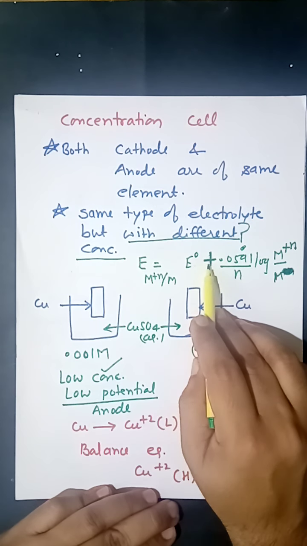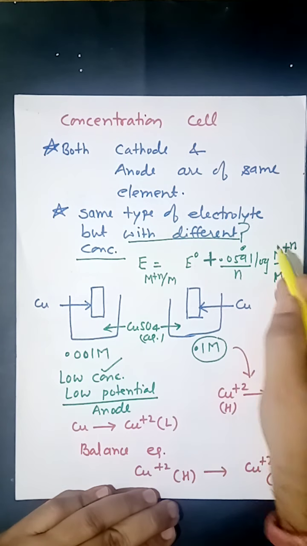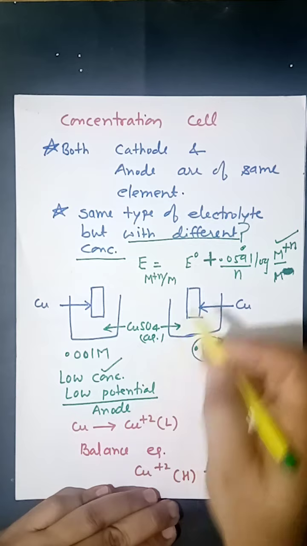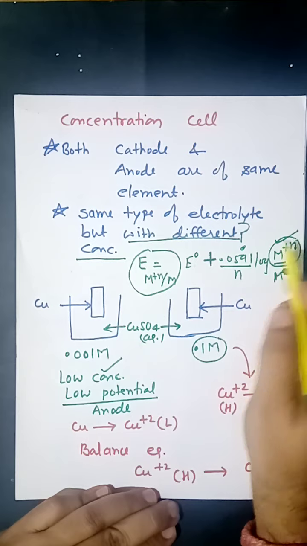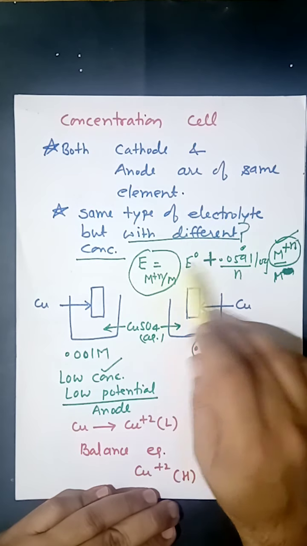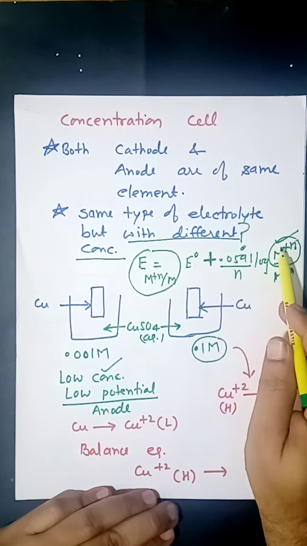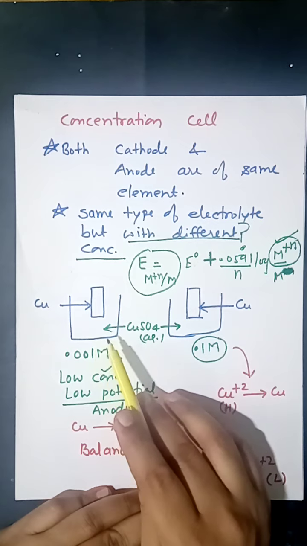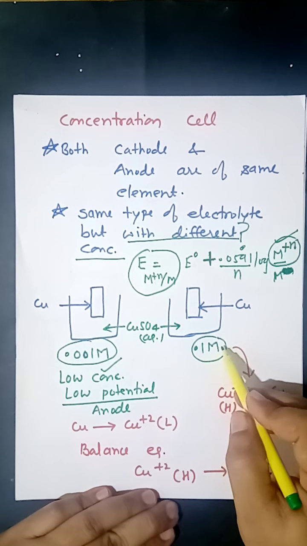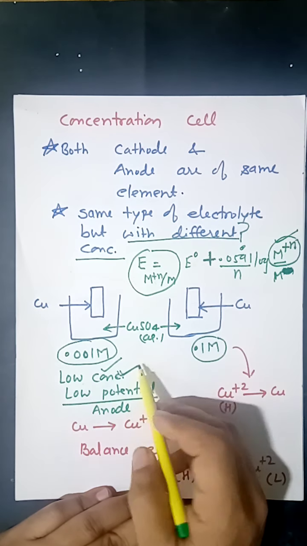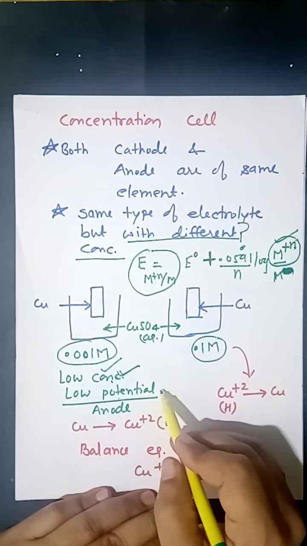If you write minus here, then this is M upon M positive. If you write plus here, then it is M positive divided by M. Now in this formula you can see that electrode potential and concentration are directly proportional to each other. When concentration is more, the electrode potential is also more. Now implement the same here. Here the concentration of copper is 0.001, here it is 0.1 M. Here comparatively low concentration.